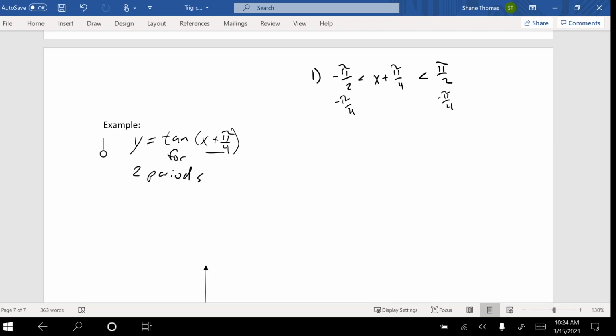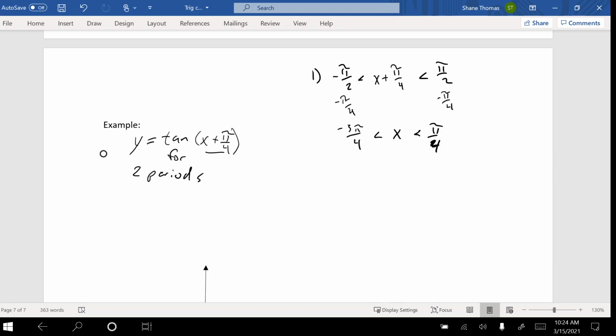All right, so we go ahead and solve this guy. Negative pi over 2 minus pi over 4. What's that going to be? Negative 3 pi over 4, right? Less than x less than pi over 2 minus a quarter. That's going to be a quarter pi. Okay, got that taken care of.